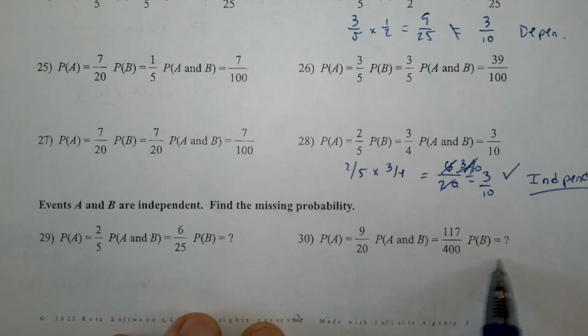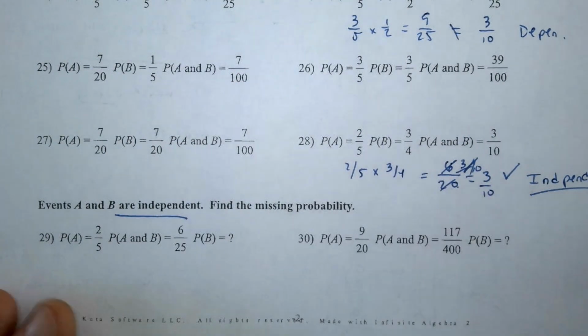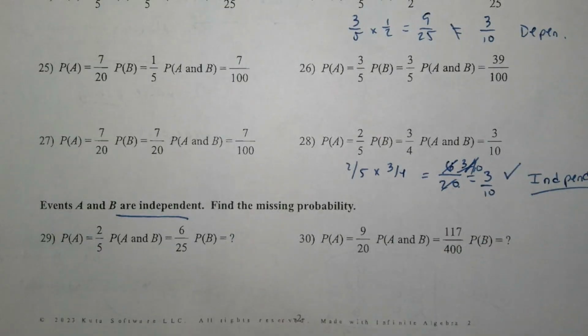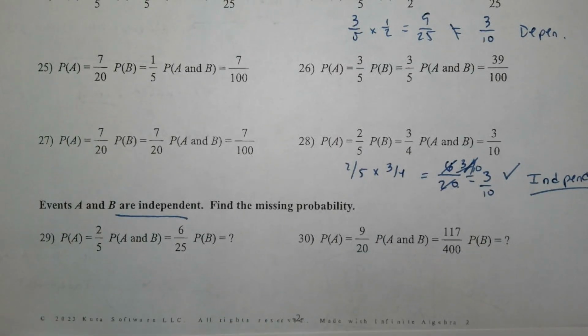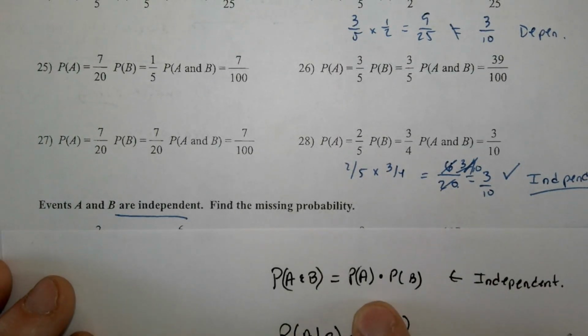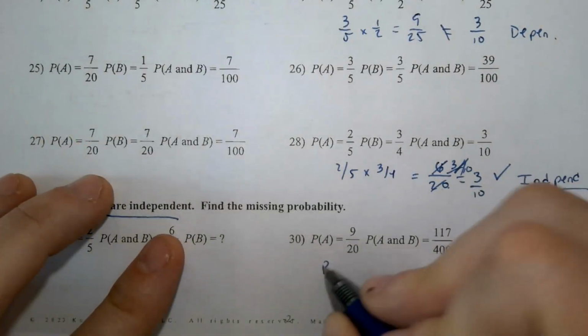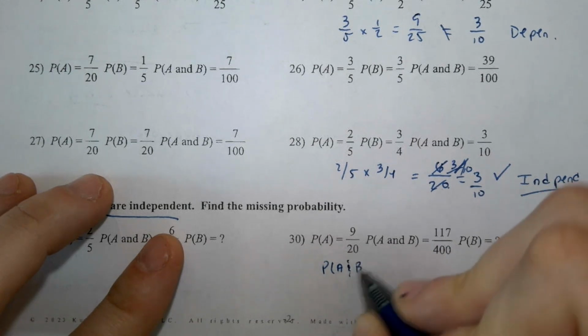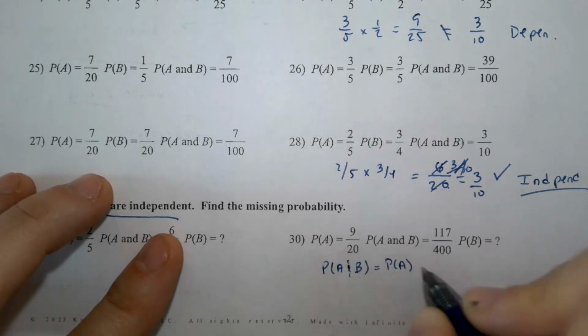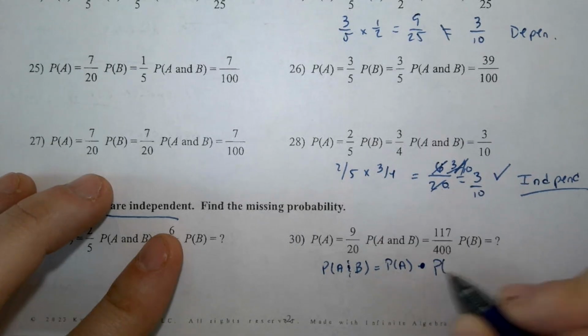Find the probability of B if they are independent. Okay, well, what was the formula? The formula was probability of A and B is equal to probability of A times probability of B. So let's just fill some stuff in. Probability of A and B will be equal to the probability of A times the probability of B.